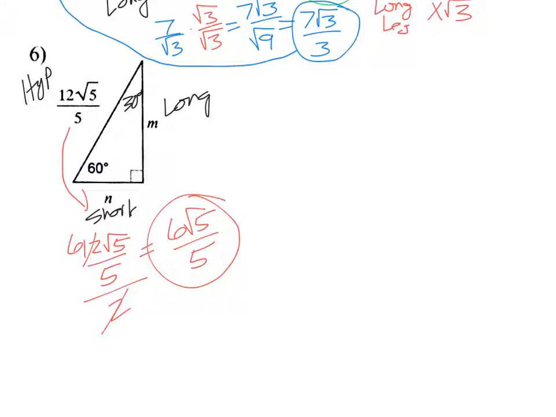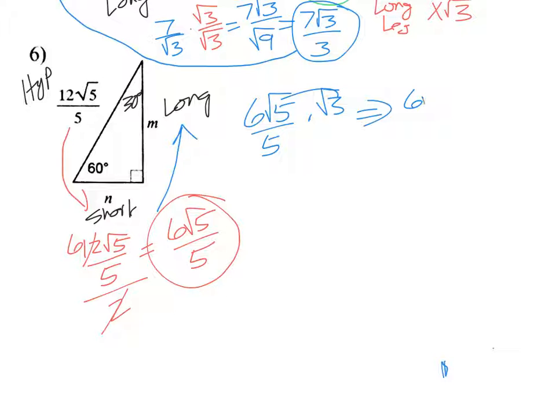That's my short leg. Now, how do I go from short to long? So go from here to here. I have to multiply by something. And what is it I multiply by? I multiply by square root of 3. So you multiply the 3 and the 5 here, since they're both under square root, so I get 6 square root of 15 over 5, and that would be my long leg.